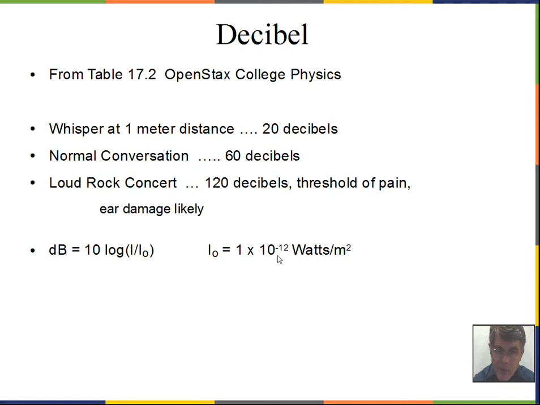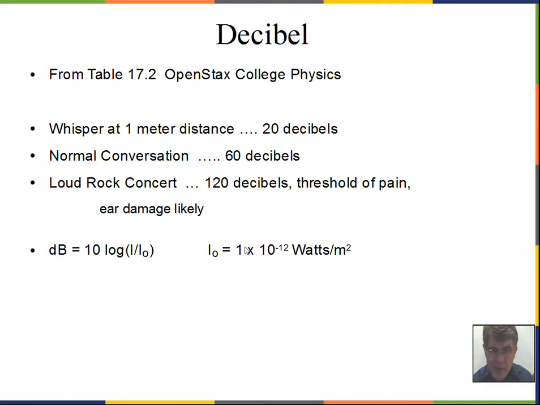That's not much, but your ear is sensitive, and 10 to the minus 12 watts per meter squared will give you a sensation that there's sound around. You would not be able to hear words that were spoken if this is the intensity of the sound coming into your ear, but you just start to get a hint that there's sound present.